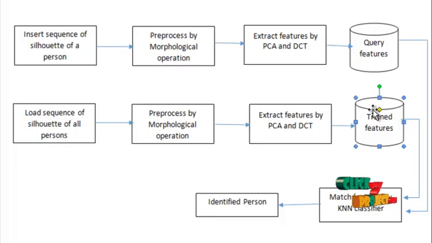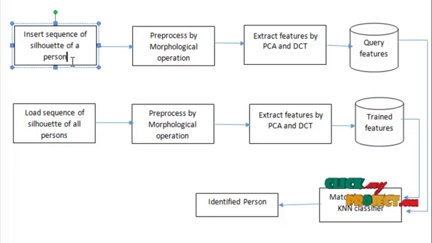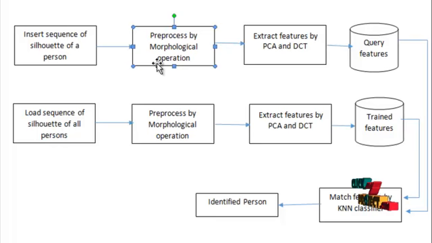And we also perform one query sequence image. We input one person silhouette. This silhouette is obtained at runtime by the program. Then we perform the morphological operation. The morphological operation is also performed for the query image and the database image. The query image undergoes the morphological operation to preserve the edge of the silhouette.